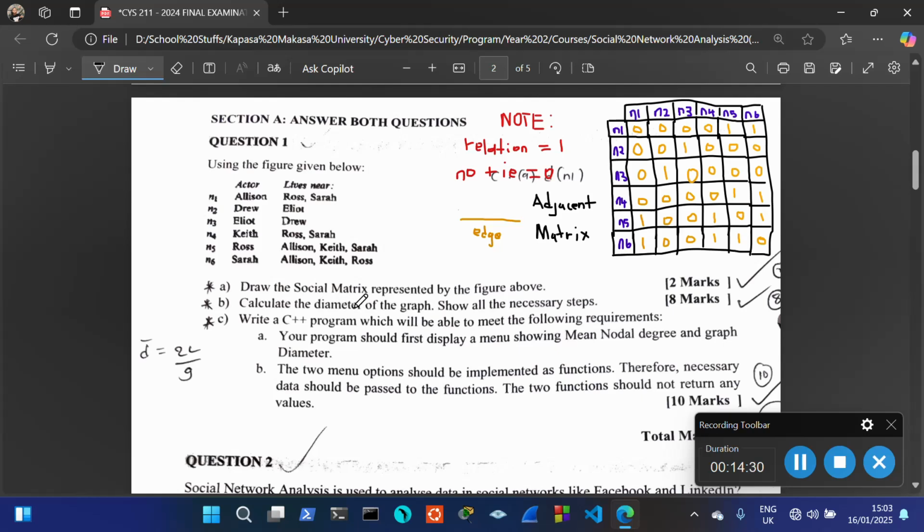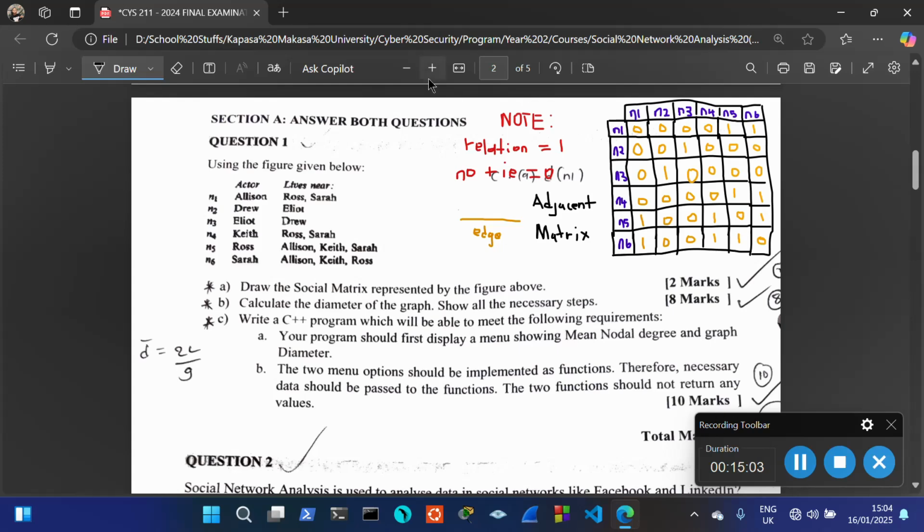So what is diameter? In social network analysis, a diameter happens to be the longest geodesic distance. Now, we might not even understand the term geodesic distance itself. The geodesic distance is the shortest distance in a sociogram or network. For me to explain these two terminologies, we need to answer this question and then we understand. Okay, so here we start now.